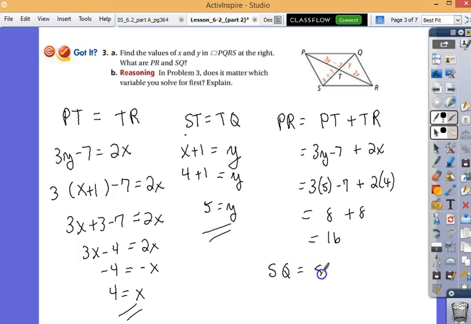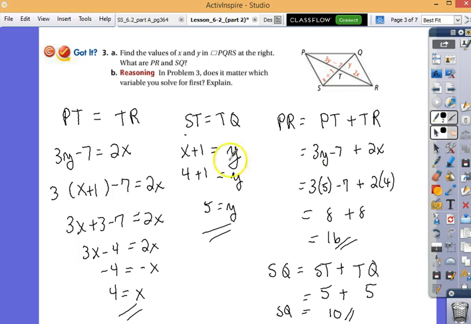SQ is going to equal ST plus TQ. By the way, what property am I applying right there when I make that equation? That's right, the segment addition postulate. And so by applying the segment addition postulate, this was x plus 1. Well, x plus 1 is just 5. And this was y, and y is just 5. So 5 plus 5 is 10. So there you have it, your 4 answers that are required for this problem.